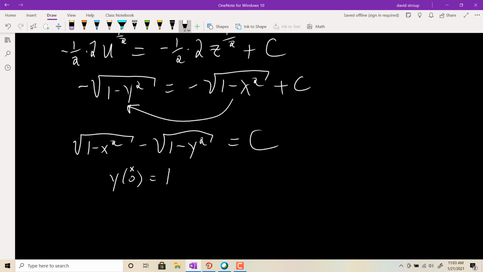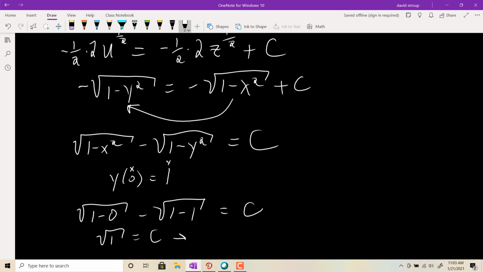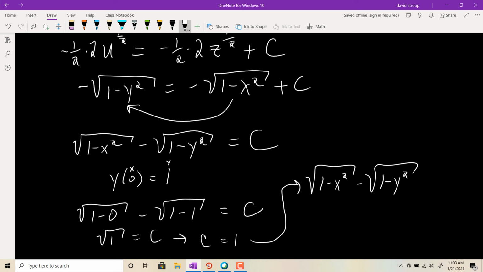Again, this is x, and this is your y, so I say square root of 1 minus 0 minus the square root of 1 minus 1. So I'll have square root of 1 minus 0. So that tells me c is 1. And now I have my particular solution at the end of the day. Square root of 1 minus x squared minus the square root of 1 minus y squared equals 1. Okay.